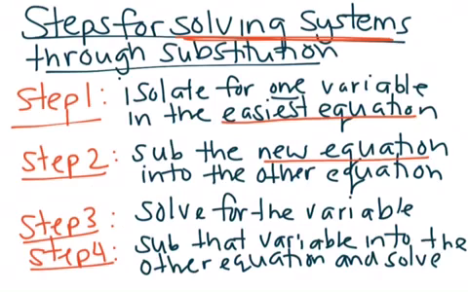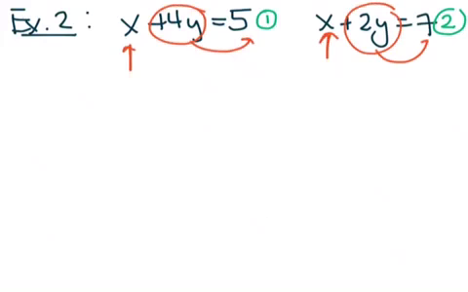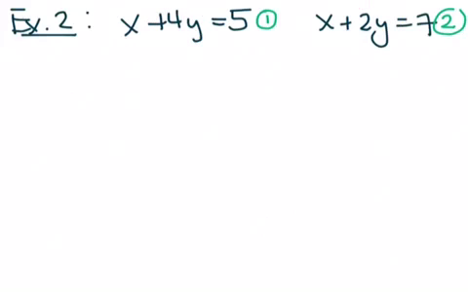Here we go. Steps for solving a system through substitution. Step 1, isolate for one variable in the easiest equation. So let's take a look. We've got 2 possible equations. I'm looking at equation number 1, and I notice that this x is kind of hanging by itself, so it would be pretty easy to isolate for because I'm just going to move this over. And I look at equation 2 and I see, oh, this x is also hanging by itself. So we just move this over and isolate for that x. Both of these are really easy to isolate for.